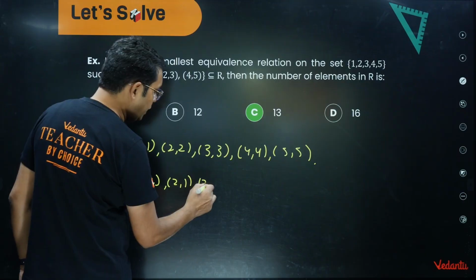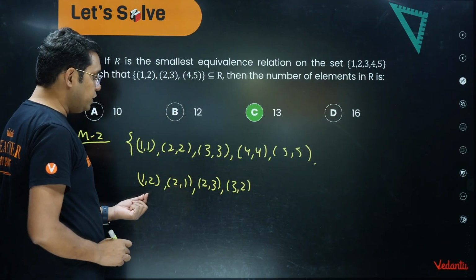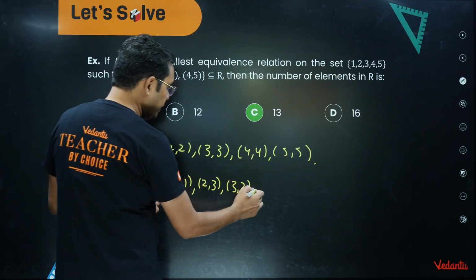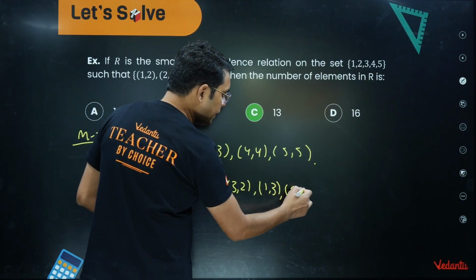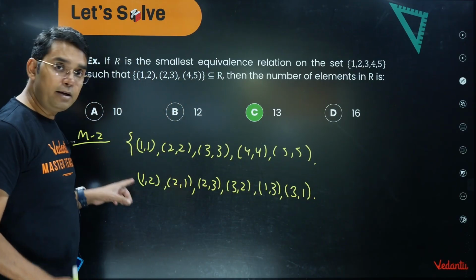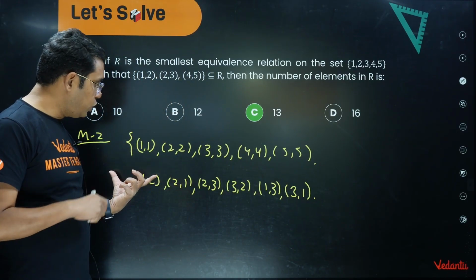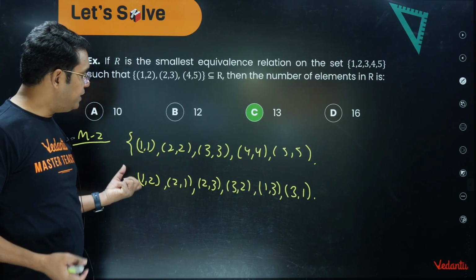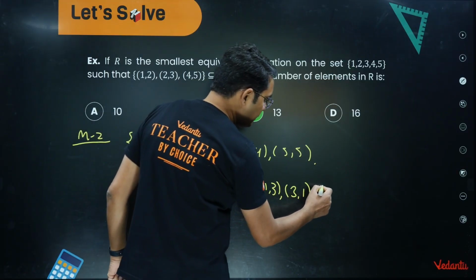We are given 2, 3 here. So I will need 3, 2 also. Now because 1, 2 is there and 2, 3 is there, I will need 1, 3 also. And I will need 3, 1 also to make it symmetric. Okay, I think we can check for all the ordered pairs which are having either 1 or 2, the condition of transitivity is verified. And then we will see that 4, 5 is there.